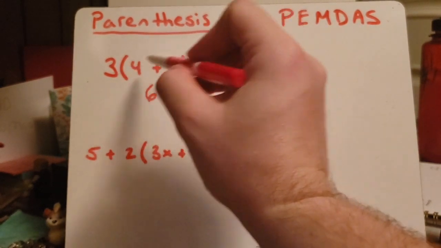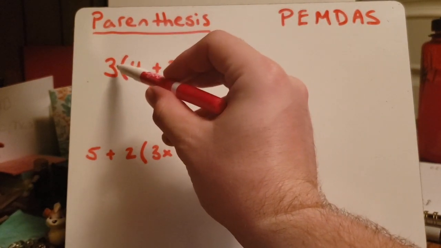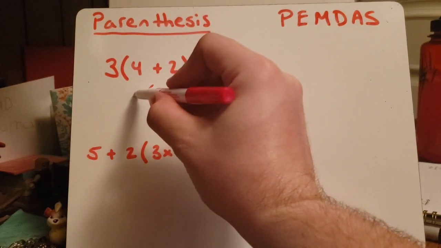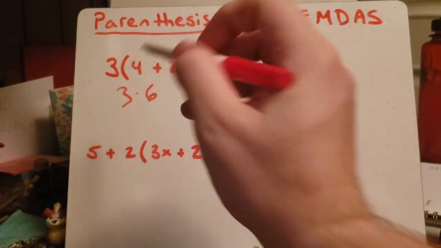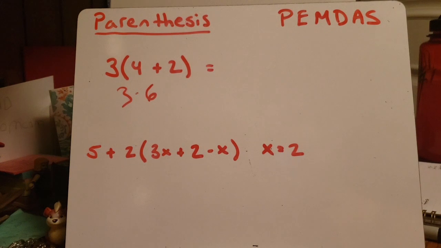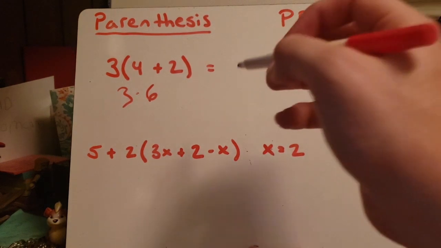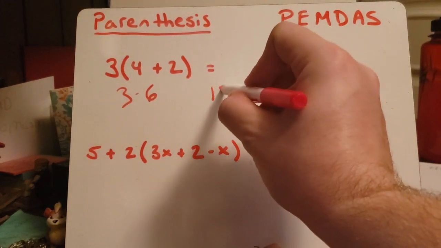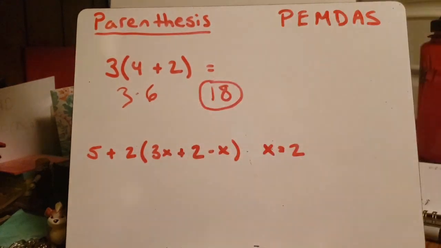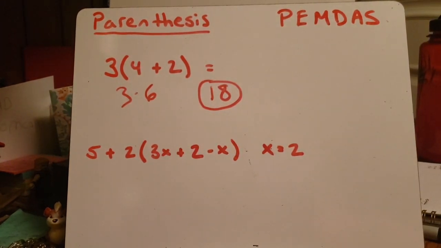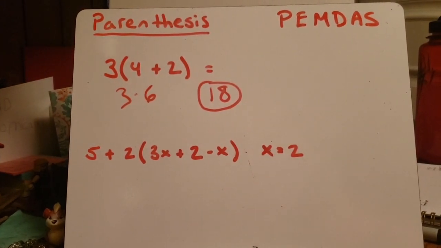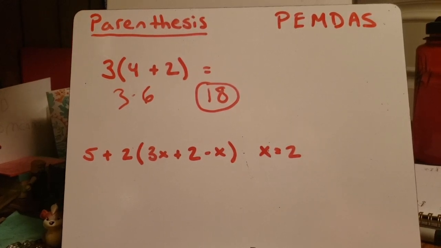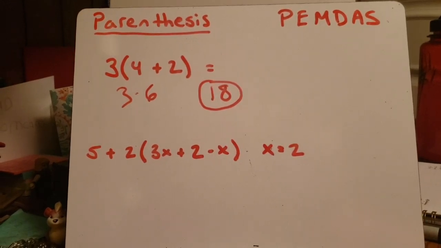Since it was in parentheses and there's no operator in front of it, that means we're multiplying. So we've got 3 times 6. 3 times 6, as we know, is 18. So parentheses are really just indicating that we want you to do that part first. That part has to be done before we can do anything else.